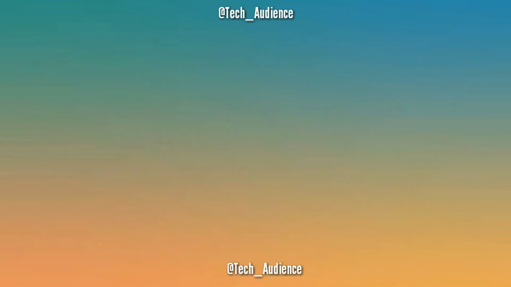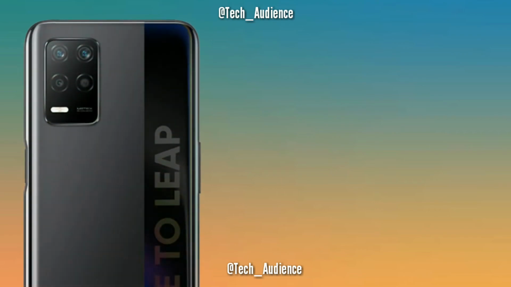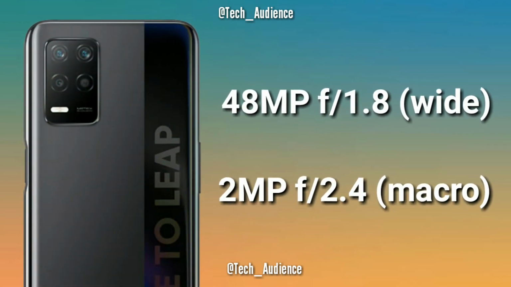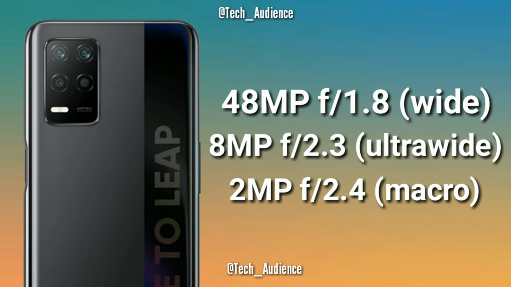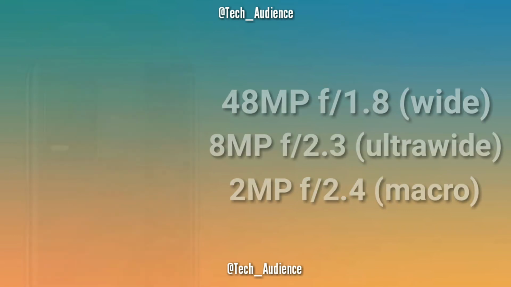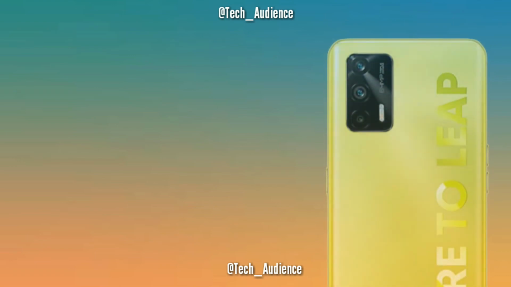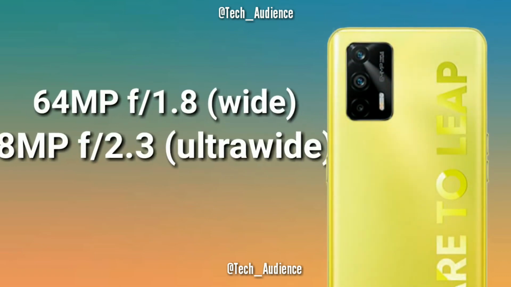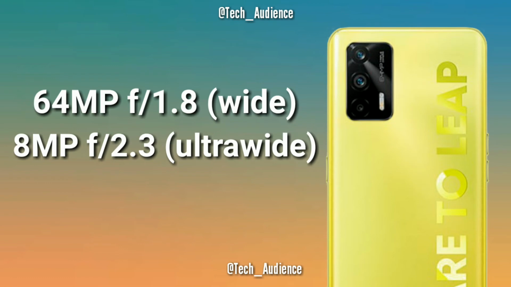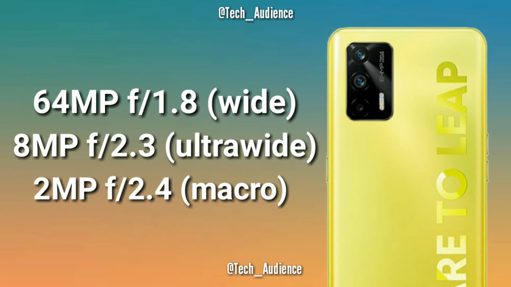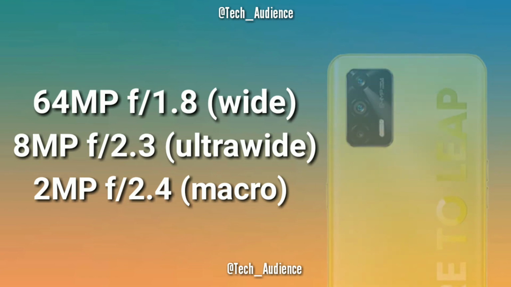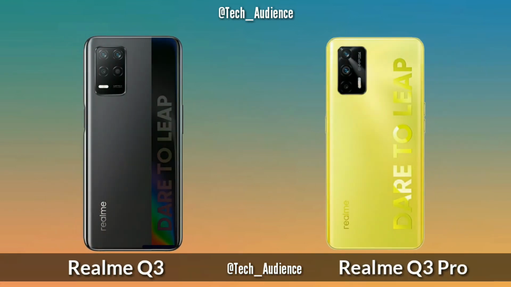Rear cameras: the Realme Q3 has a triple camera setup on the back, 48 megapixel of primary with f1.8 aperture, 8 megapixels of ultra wide with f2.3 aperture and 2 megapixels of macro with f2.4 aperture. On the other hand, the Realme Q3 Pro also has a triple camera setup on the back, 64 megapixel of primary with f1.8 aperture, 8 megapixel ultra wide with f2.3 aperture and a 2 megapixels of macro with f2.4 aperture.